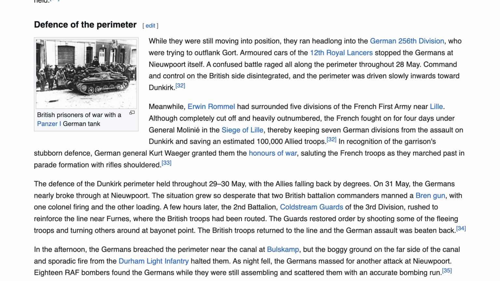In the afternoon, the Germans breached the perimeter near the canal at Bullskamp, but the boggy ground on the far side of the canal and sporadic fire from the Durham Light Infantry halted them. As night fell, the Germans massed for another attack at Nieuport. 18 RAF bombers found the Germans while they were still assembling and scattered them with an accurate bombing run.